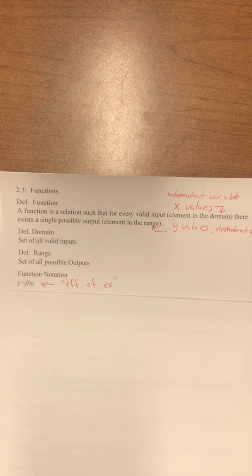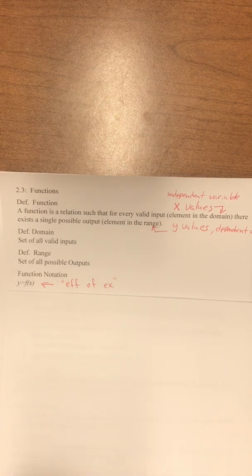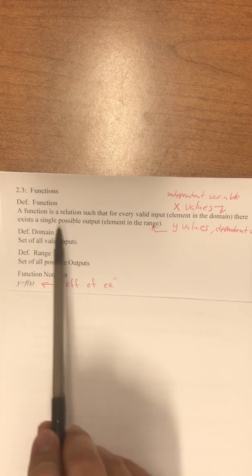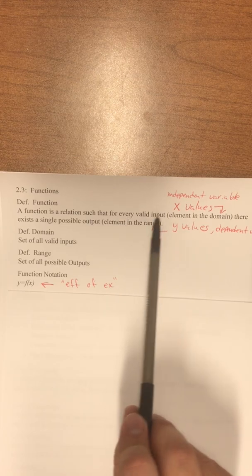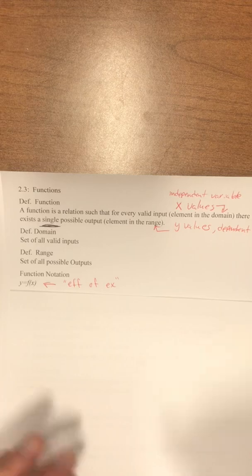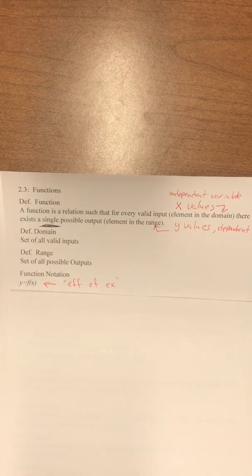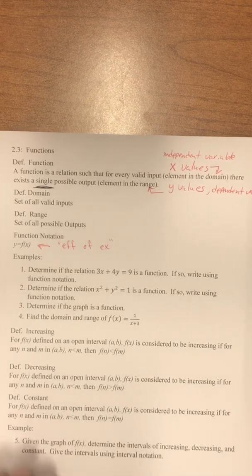Function notation is y equals f of x. We say f parentheses x parentheses, f of x. So if a relation fits this property, so for a valid input you get a single possible output, we can replace y with f of x and be a little more specific and say this is a function. So some examples we're going to take a look at.